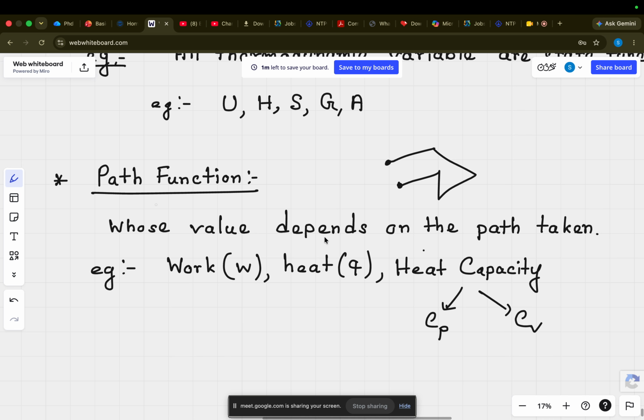Suppose you are cooking something and you have an induction stove, where the temperature goes to 800, 1000, but basically it's a continuous process. You cannot apply the highest temperature at once, you have to raise it gradually. So same thing, this heat energy and work energy depend on the path. These properties do not depend on only your initial state and final state, they depend on the entire path you are taking. Fine, so this is your path function.